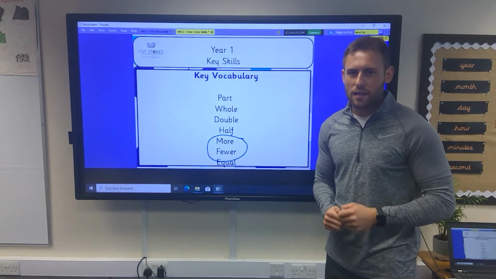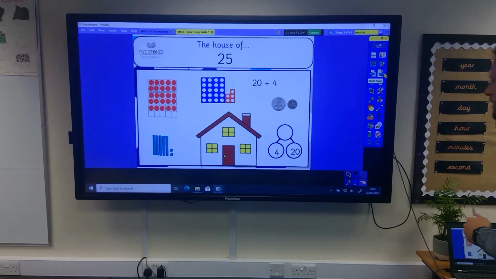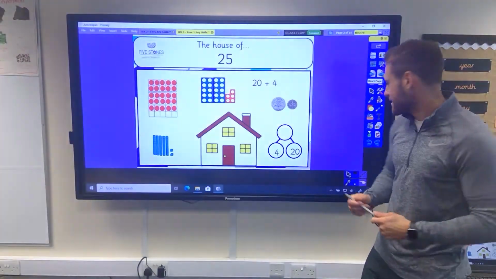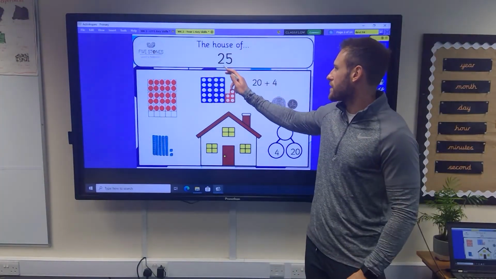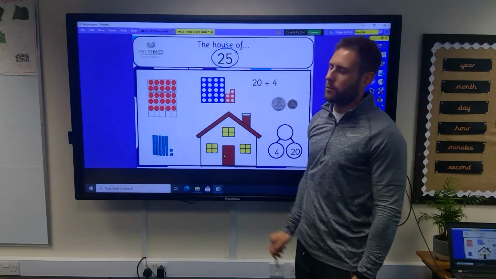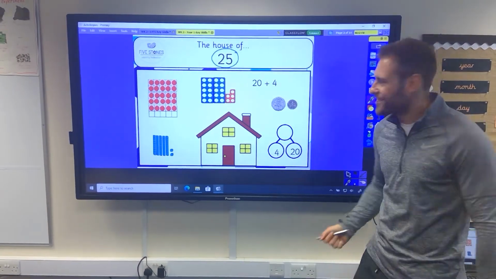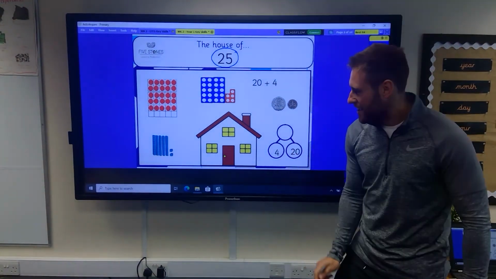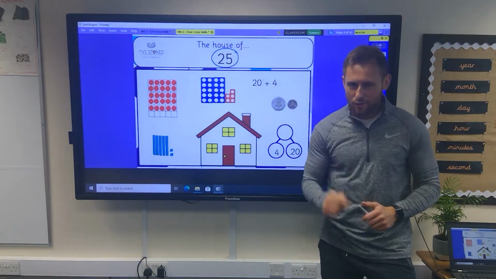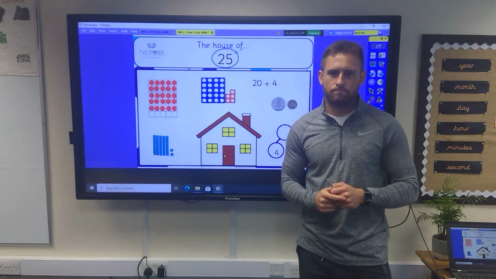And the first activity, I think we're going to quite like it. So everyone, this is my house. And this is the house of this number here. I wonder if you can read this number at the top of my board and tell your partner. Yeah, you're right, it was the number 25. So this is the house of 25. And there's something special about my house of 25.